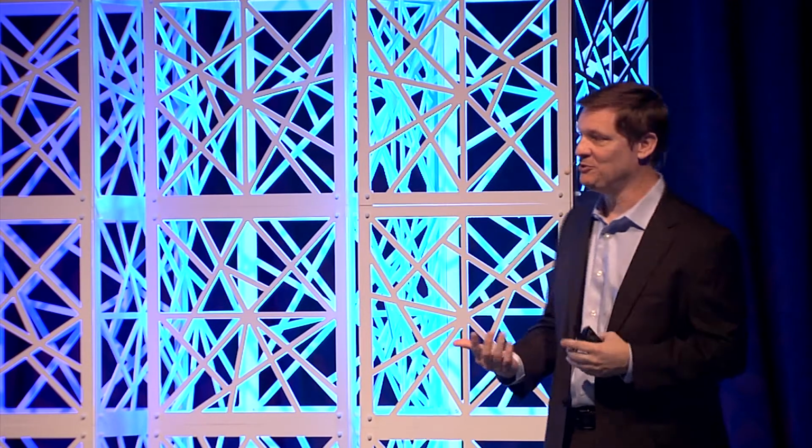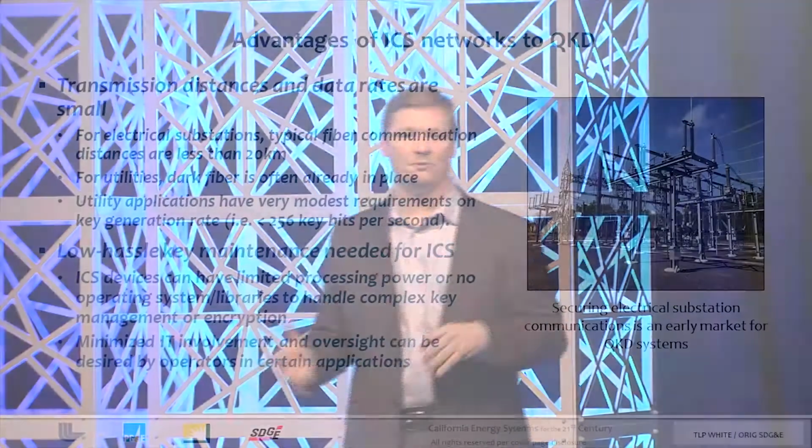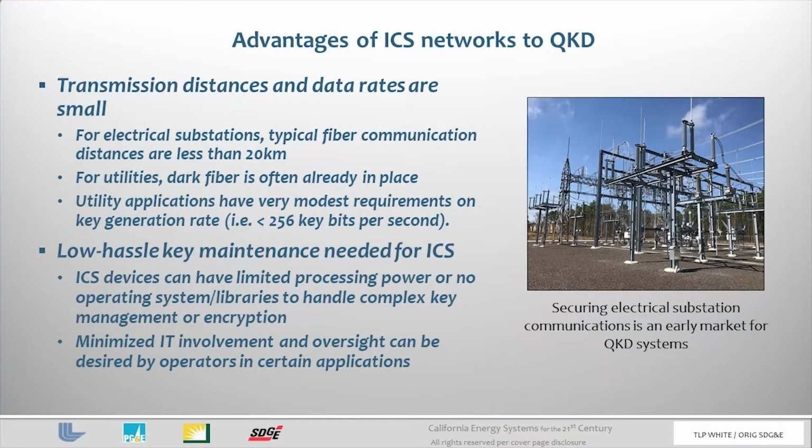So those are the advantages of QKD to industrial control systems, but I'd like to flip that and talk about the advantages of industrial control systems to QKD. QKD systems have been evaluated for financial organizations, for IT networks, and really they've had a difficult time getting any type of market traction. ICS, particularly electrical or utility-based networks, are really a good fit for quantum key distribution.